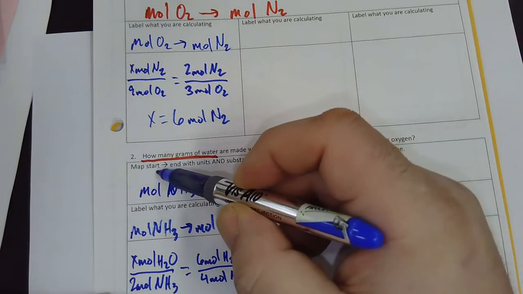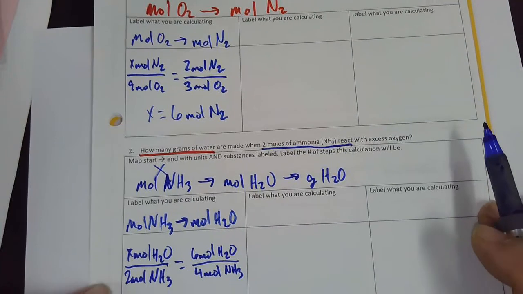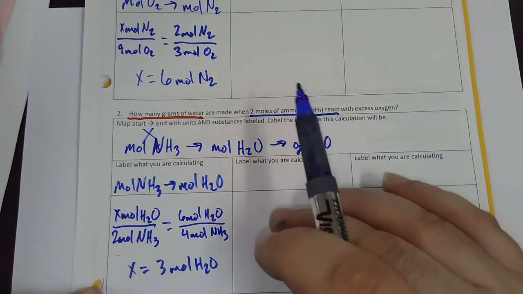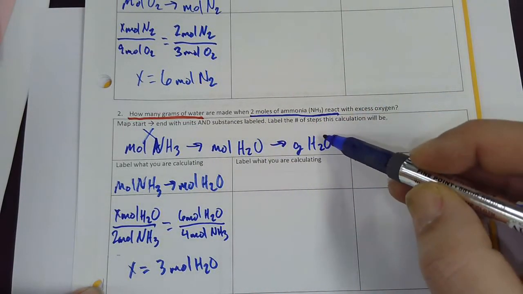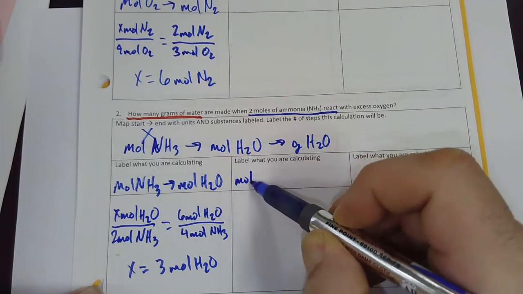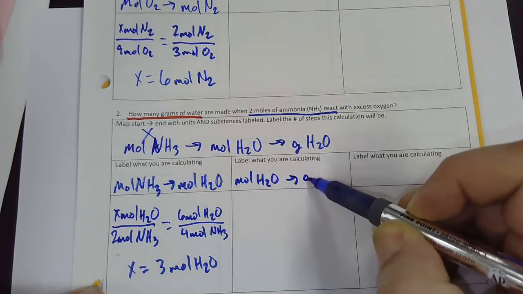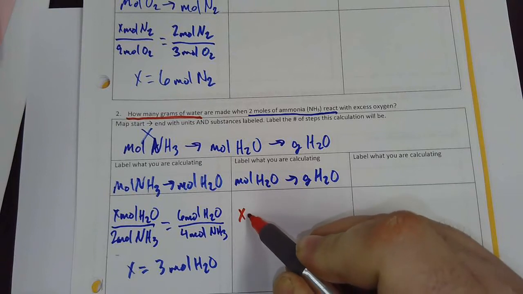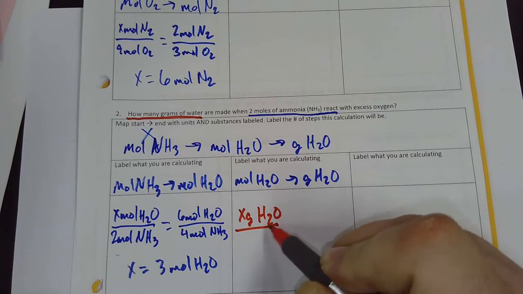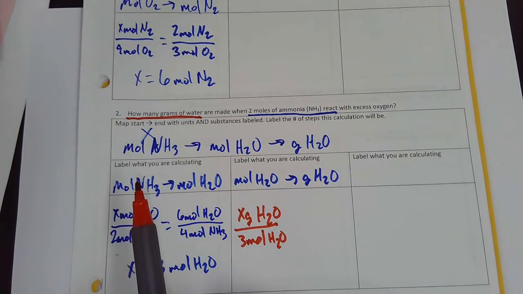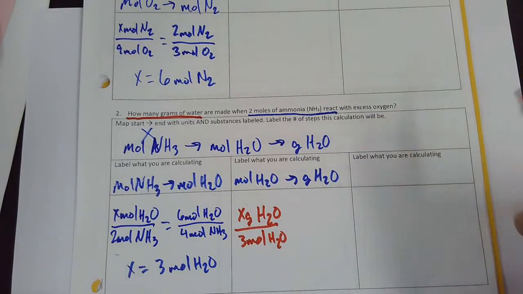So at this point, I've crossed this one off. I'm done with the first step. Okay? Since I'm done with the first step, I'm going to go to the next step, which is going to grams. So I'm going to say mole of water to grams of water. Everybody with me so far? So the one on the right is grams, so X grams of water over my 3 mole of water. That's what we just found that we had here, right? Still the same problem, we're just in a new step.